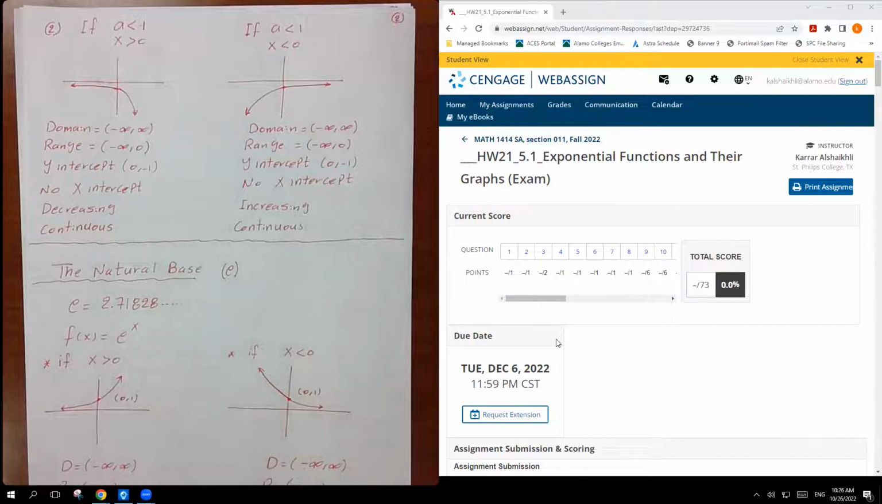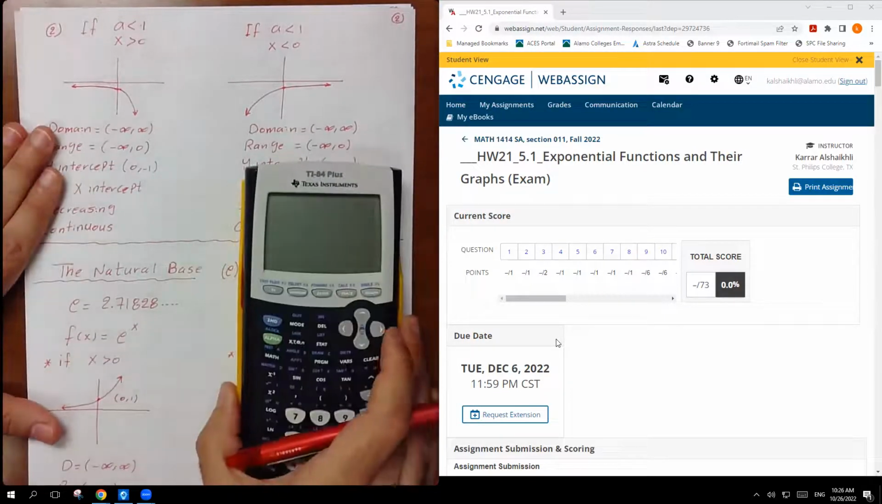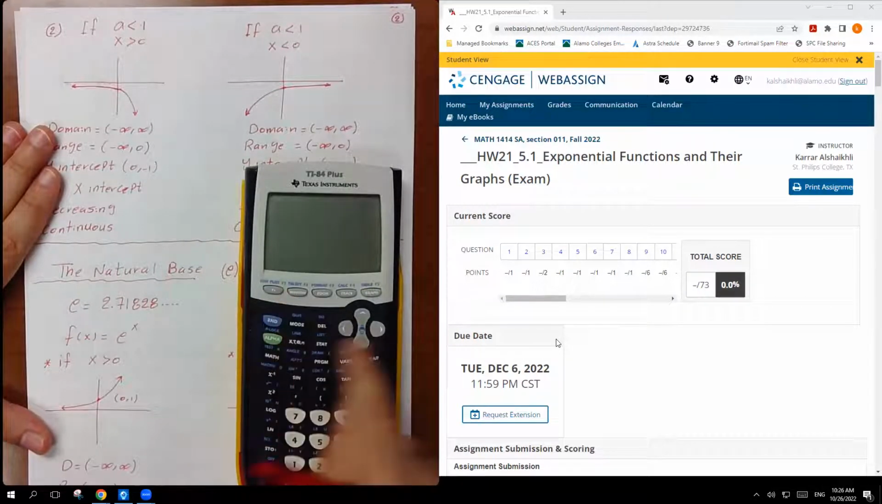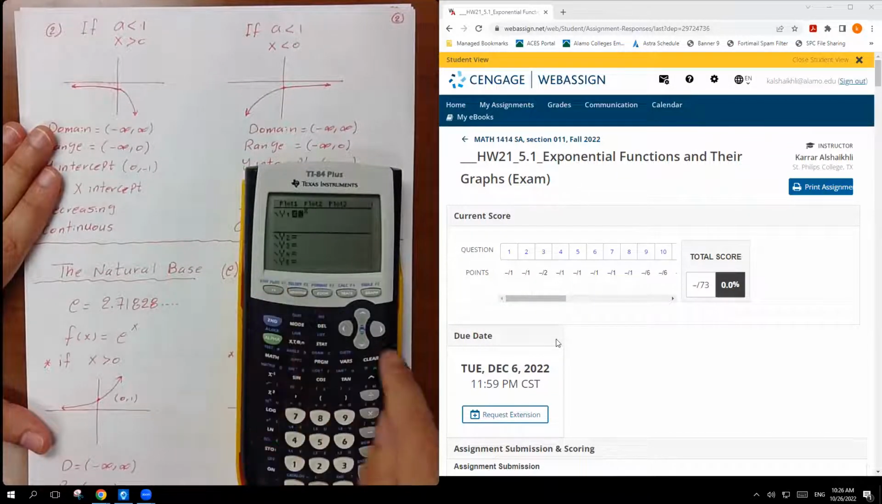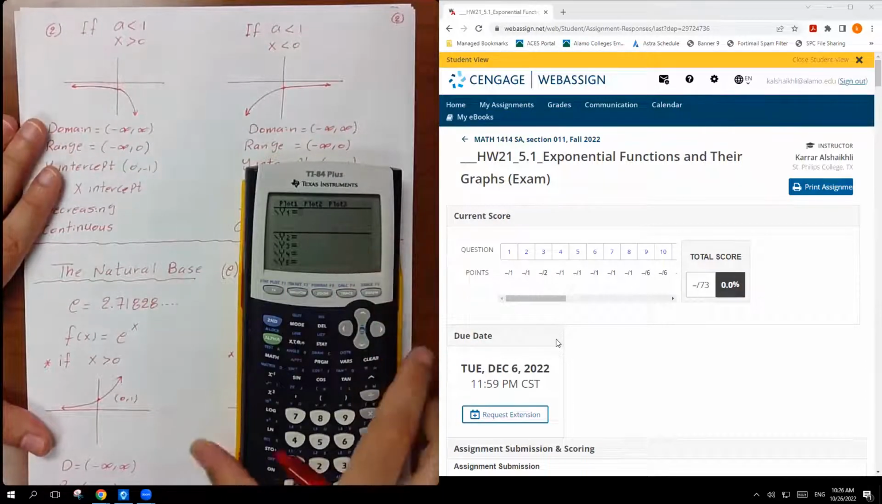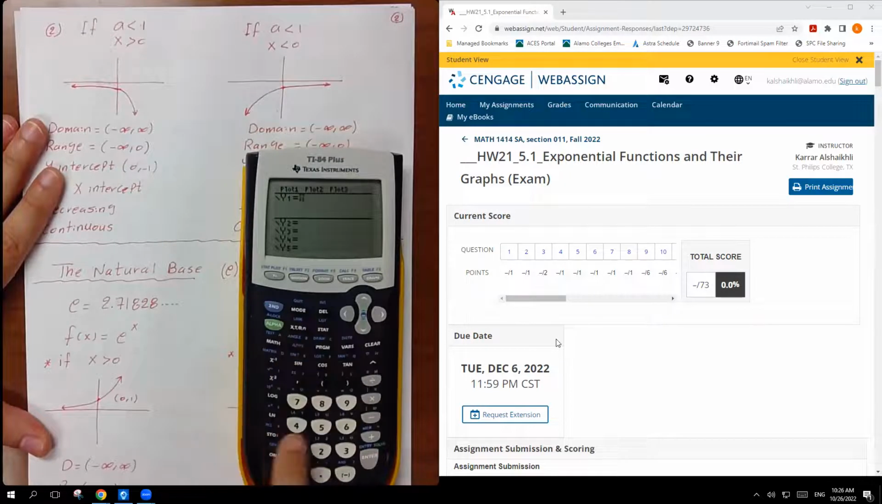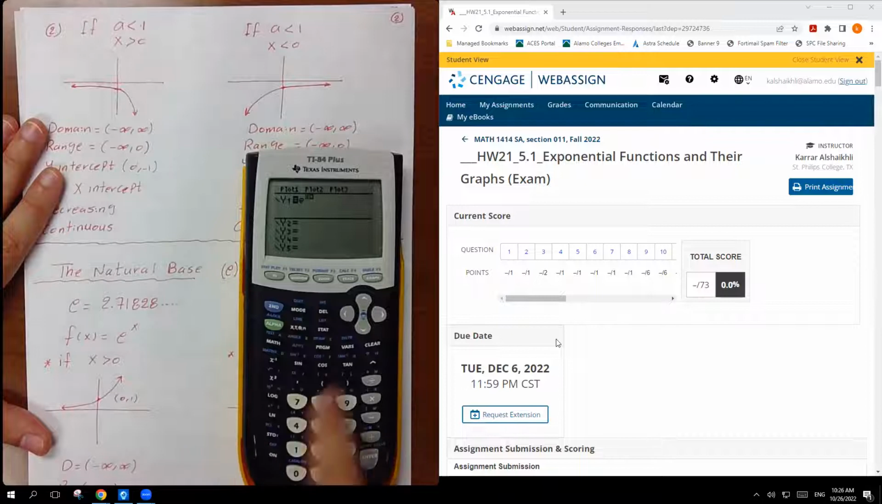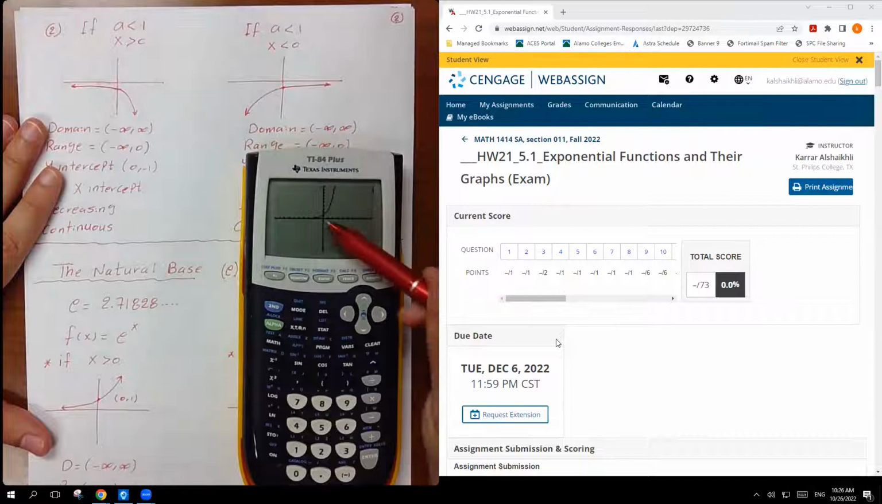Let's learn how to graph it. We're going to go to the graph, y equals, and you're going to plug in the base e. We're going to press second, and you see the ln here. This is e to the x. So I'm going to press e. Now I have to write down the x. Here is the x, e to the x. Click on graph. Now the graph of the function is going to be like this.